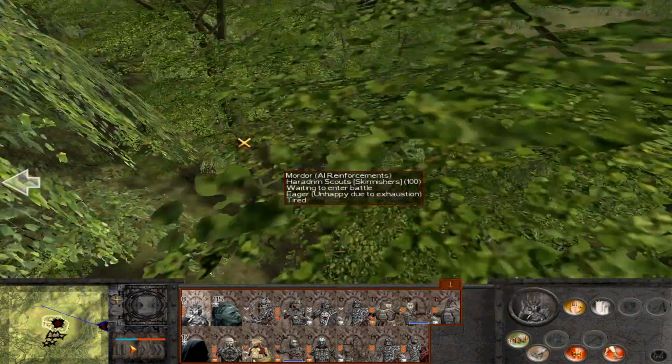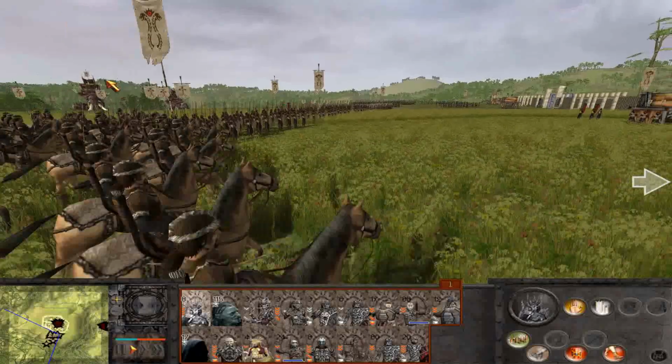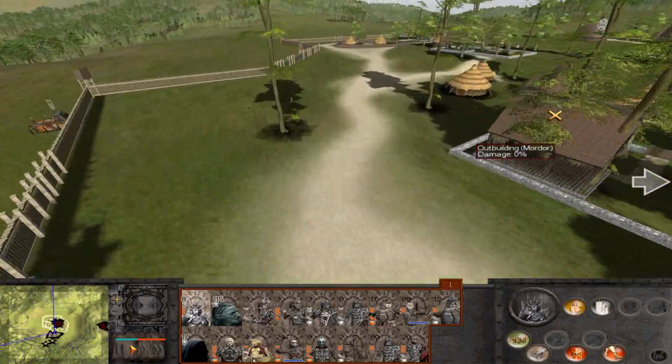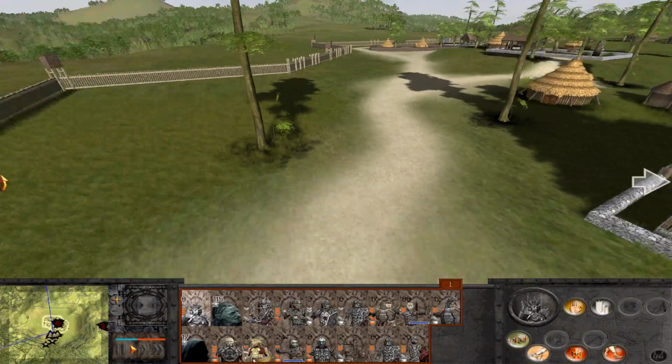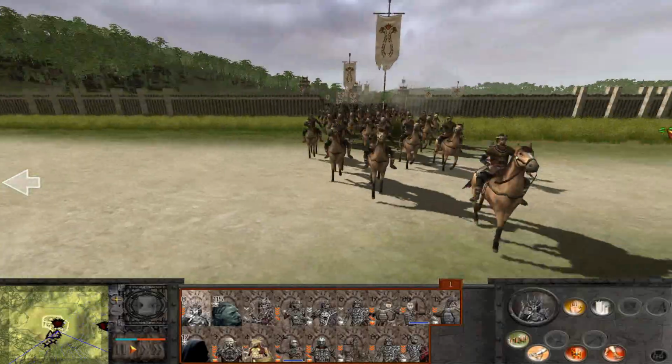I wonder if they will come in time. Cavalry have entered.